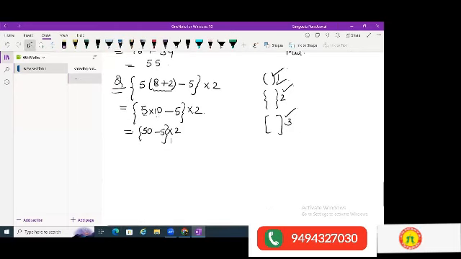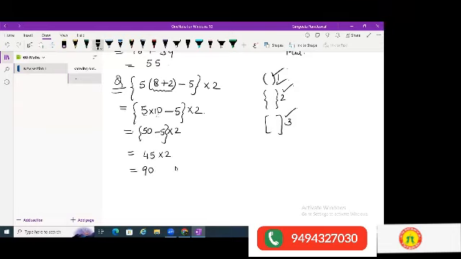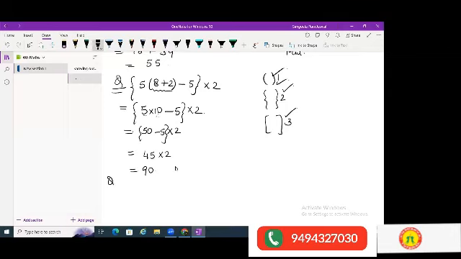Are you understanding this? Both? Okay. Nakshita? Yes, ma'am. Navinesh? So 50 minus 5 will be 45. Now 45 is to be multiplied with 2. So 90, here we get 90. I hope you are understanding this. Yes, ma'am. Great. So let's do another one like this.